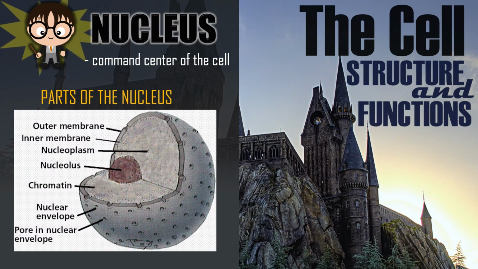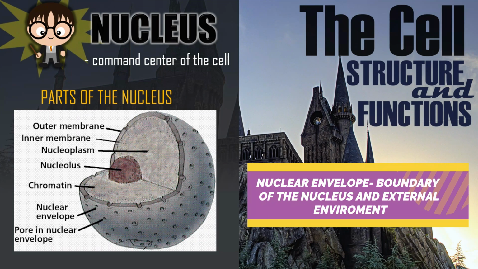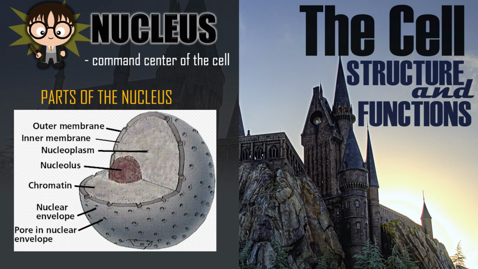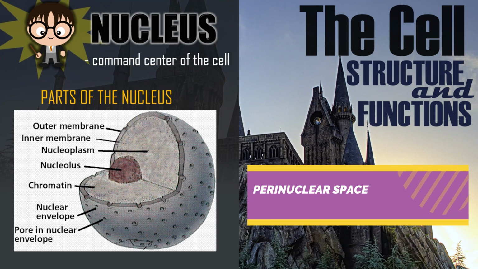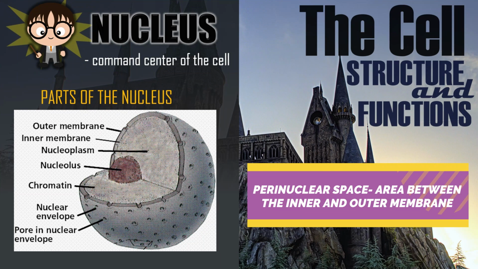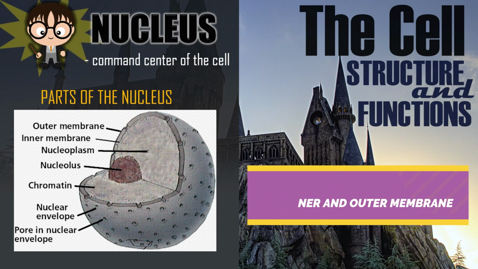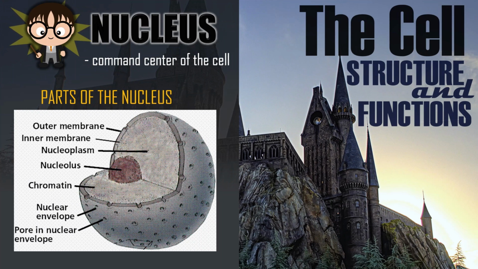The nucleus has several parts. This is an illustration of the nucleus. The nuclear envelope, located external of the nucleus, is the boundary of the nucleus composed of an inner membrane and an outer membrane. So this inner and outer membrane are called the nuclear membrane. In between the inner and outer boundary of the nucleus, we call it the perinuclear space. Inside the nuclear envelope is the nucleoplasm.